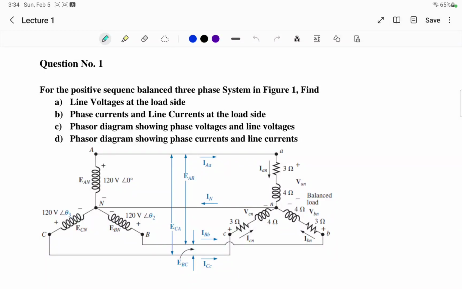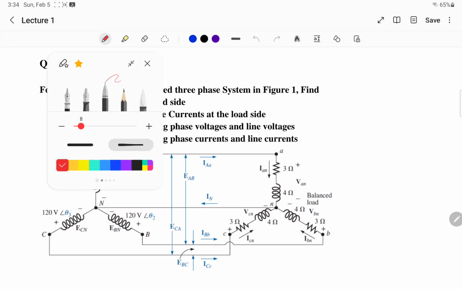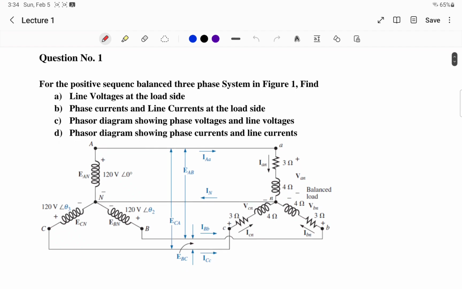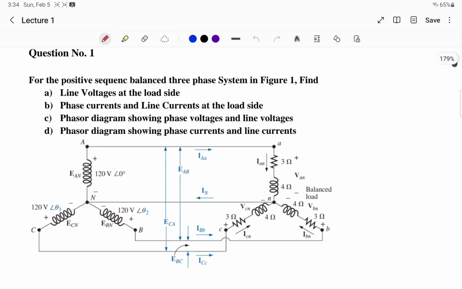Seen the concept of phase voltages and line voltages, Y connection and delta connection, and what is the relationship between the currents and what is positive sequence and negative sequence. I hope it is clear. So let's look at this one question.